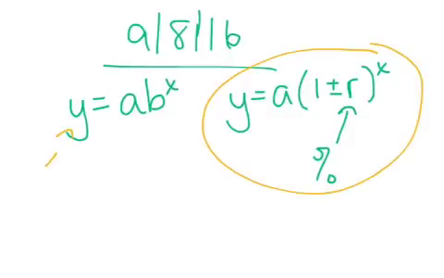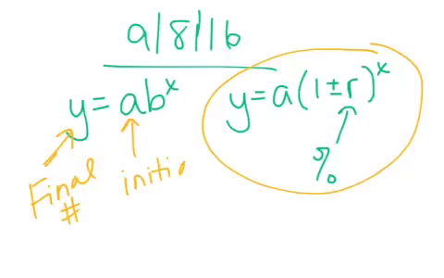We know that the y is your final number. We know a is your initial, and of course your rate, and your x is going to be in years. Okay, so let's set this up for number 1. See how you did.